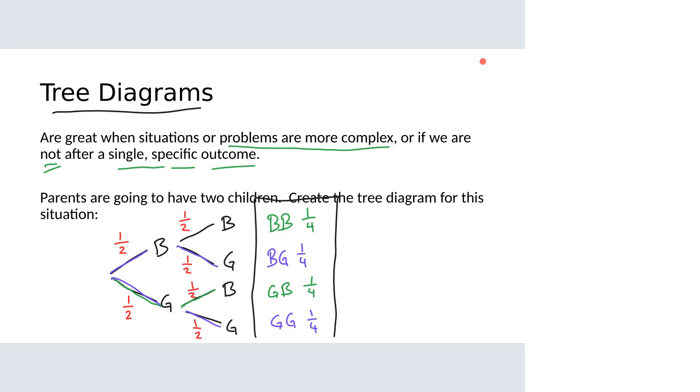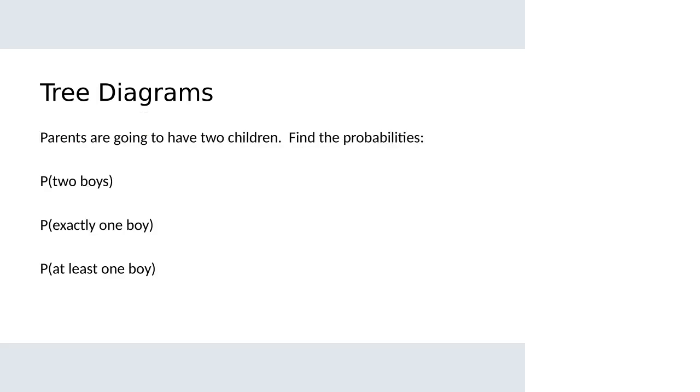Excellent. All right, let's look at some questions. Parents are going to have two children. Find the following probabilities. The first question we're given is, find the probability that they have two boys. So here what we're looking for is the probability of boy followed by boy. To be honest with you, that is a single specific outcome. We don't really need a tree diagram to answer that question. We could do that one without a tree. Find the probability of a boy, find the probability of a boy, multiply those together. But since we made the tree, we might as well use it.